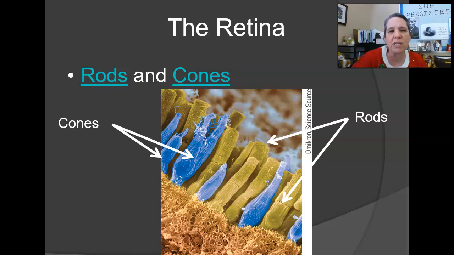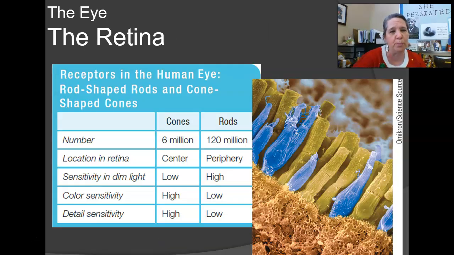Okay, so we're going back to the retina because this is the major part of the eye where this process of transduction happens. So we have rods and cones, and they are called rods and cones because of their shape. So you see the rods here are kind of shaped like a big rectangle, or a rod. And then the cones are the ones in blue here that have more of a cone shape to the top of them. It's an interesting way to name these. They were literally named for their shape.